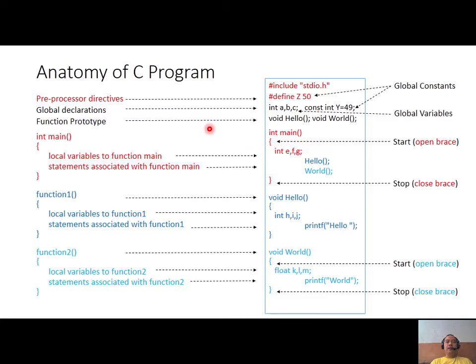Then followed by function prototype, then finally the main function. Below the main function are the sub functions, in this case hello and world. Now an alternative declaration would be putting the sub-functions in the global declarations. It's also possible, and you don't have to declare the function prototypes.